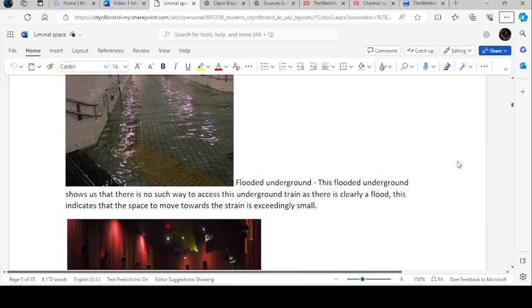The flooded underground. This flooded underground shows us that there is no such way to access this underground train, as there is clearly a flood. This indicates that the space to move towards the train is exceedingly small.